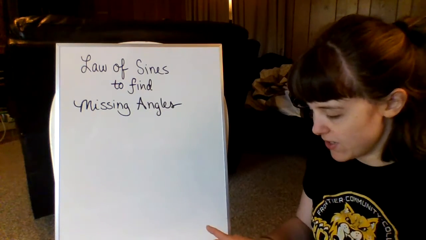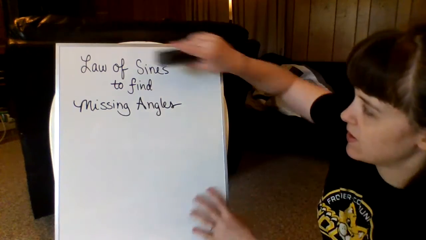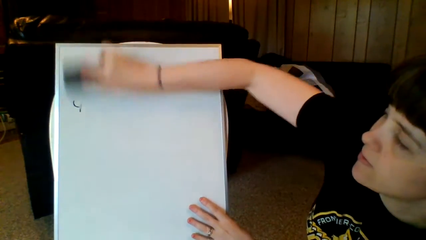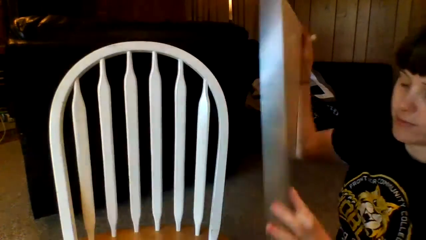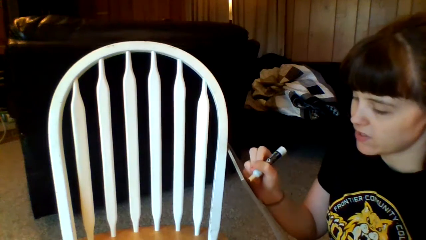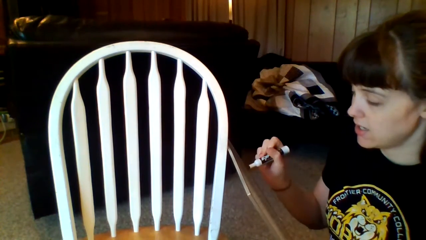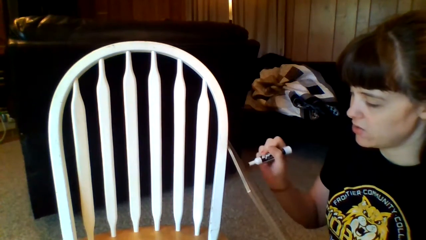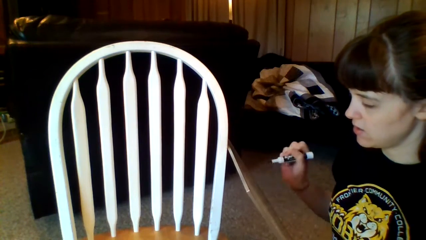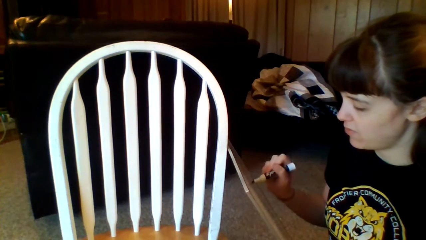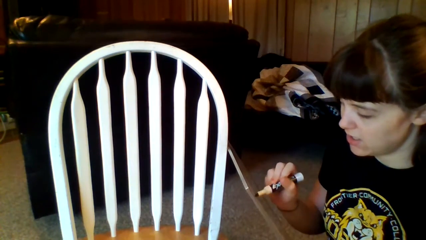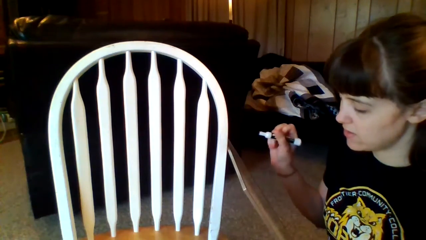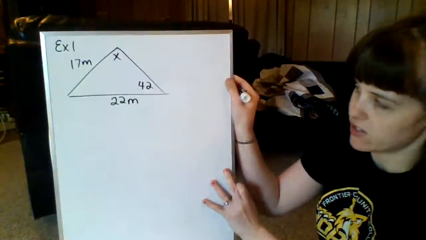Okay, so I'm going to erase this so that we can get started. Alright, so first I'm going to draw you the picture. So this is example 1, and we've got this triangle. We've got x and 42, 22 meters, and 17 meters. Alright, so here's the picture.